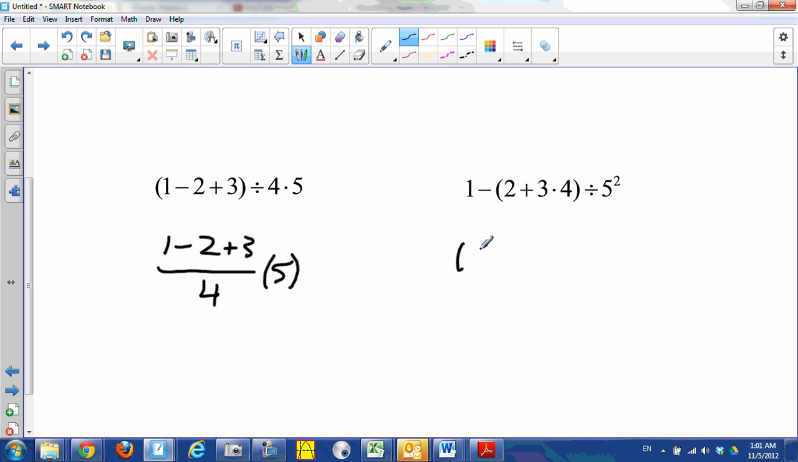This guy would be 1 minus, and the 2 plus 3 times 4, all being divided by 5 squared. And if you saw it that way, you probably would do it naturally in the correct order anyway. Now, a lot of people will be tempted here to add 2 and 3 first, but no. This multiplication would come first. 2 plus 3 is not first because this multiplication would precede that addition according to the order of operations.